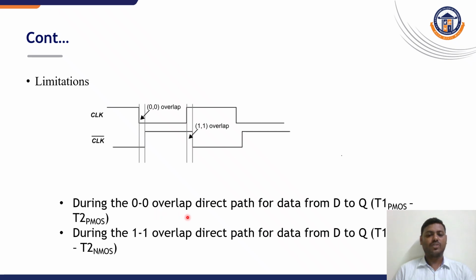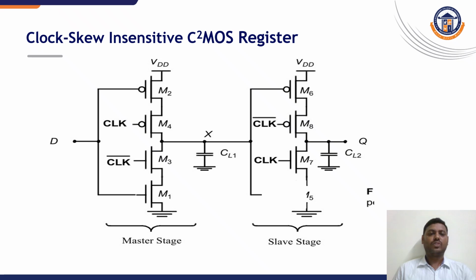So during the 00 overlap, the data path from D to Q will pass through the T1 PMOS and T2 PMOS. During the 11 overlap, a direct data path exists from D to Q through the T1 NMOS to T2 NMOS. So the data path overlapping can be overcome by using the clock skew insensitive C2 MOS register. Here we have used 8 transistors in the master stage and slave stage combined.